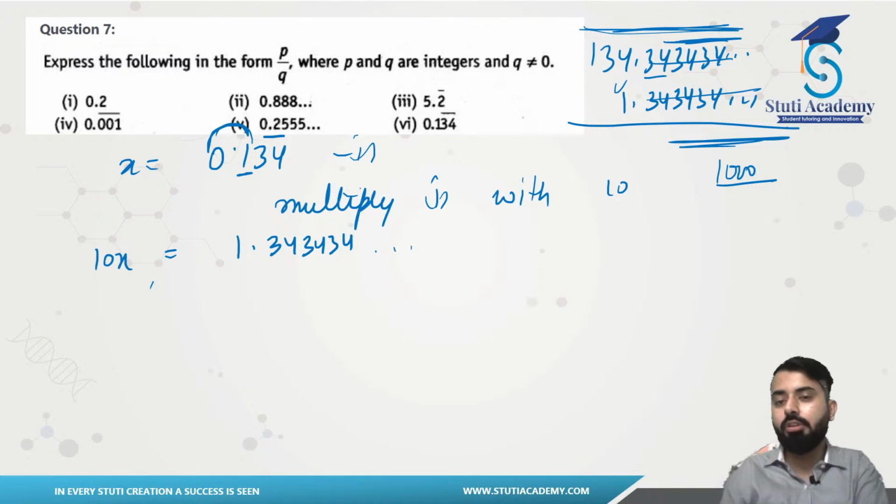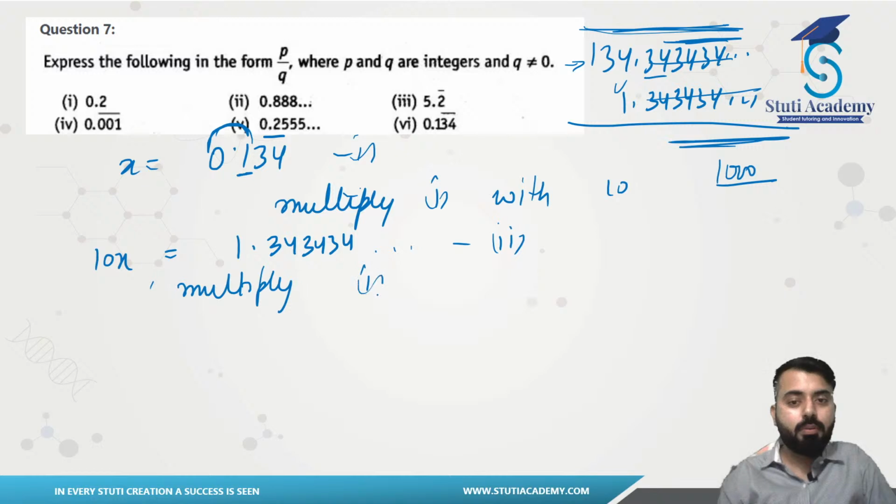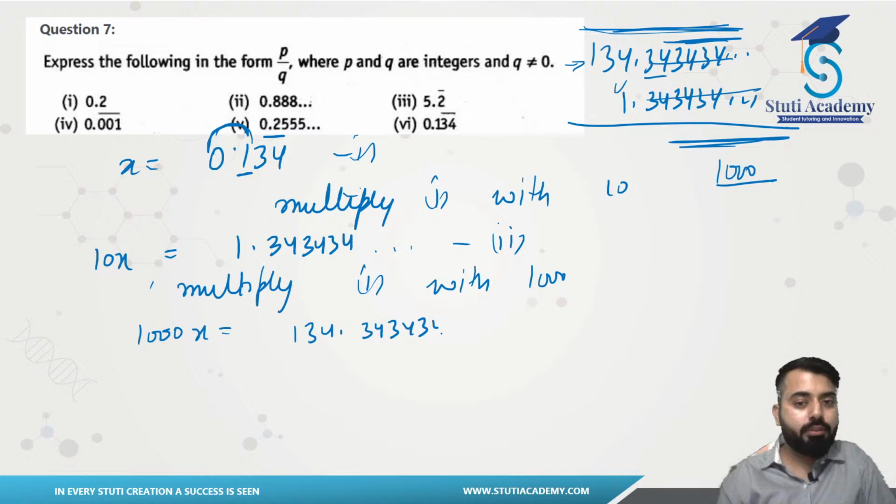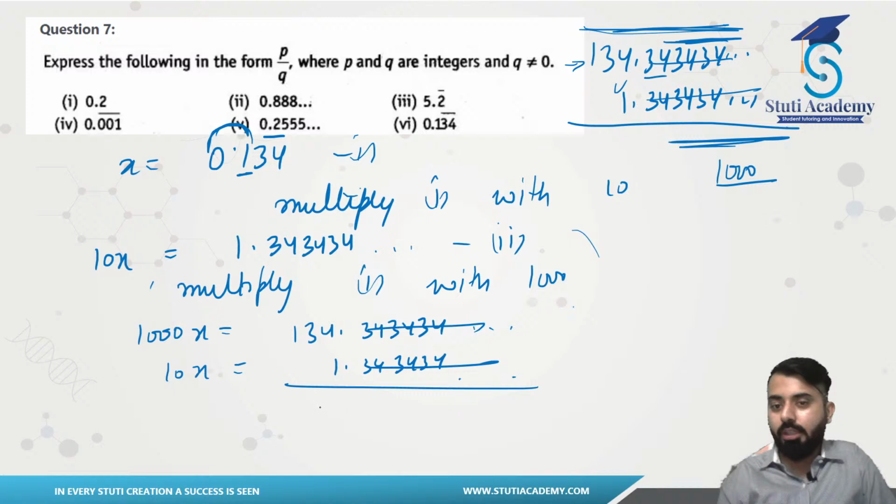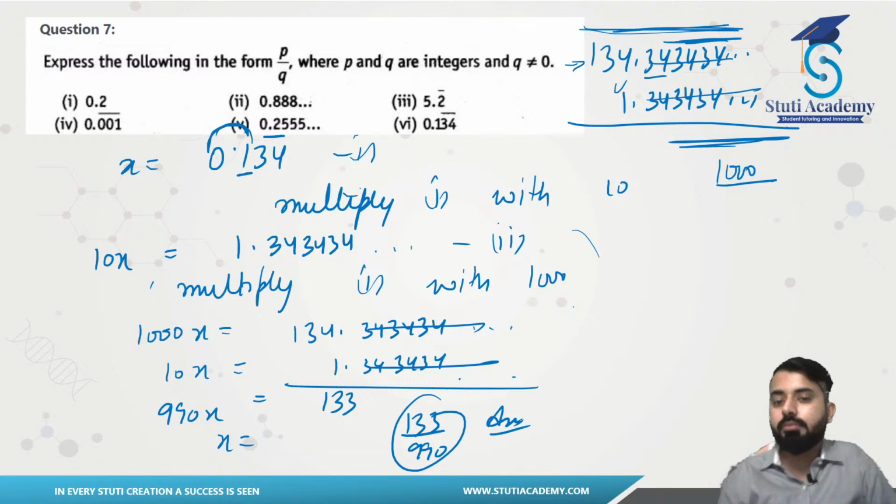There is one more way around this one, but that will be quite typical for you guys. I can explain that one if we have time. But for now, I'm going to assume this one as my second. And again, in order to get this value, I will be multiplying 1 with 1000. So I will be having 1000x, which should be equal to 134.343434. I will be subtracting these two. So 10x here should be equal to 1.343434. This will be cancelling out. I will be having 133, which should be equal to 990x. X will be 133 over 990. That will be your answer.